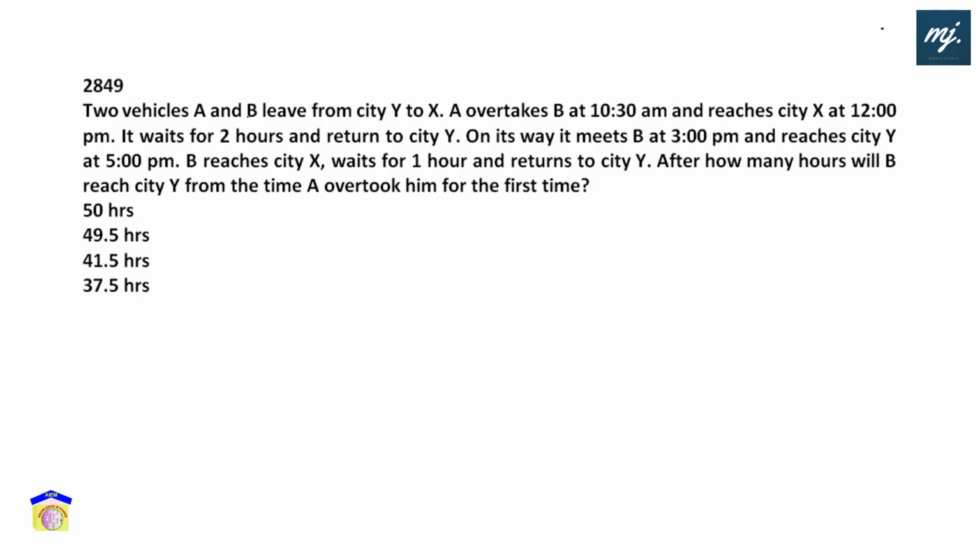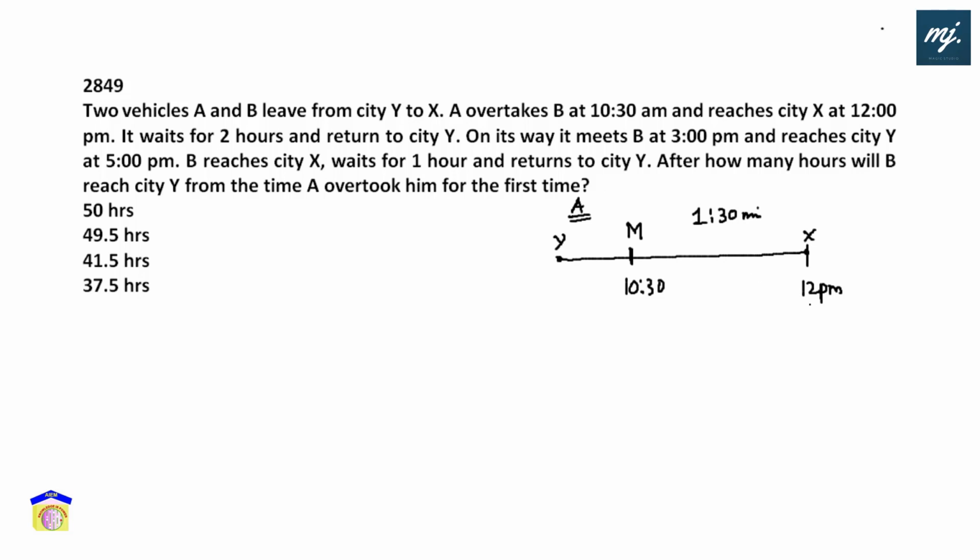Two vehicles A and B leave from city Y to X. A overtakes B at 10:30. Suppose A overtakes B at this point, M, at 10:30. This we are talking about A. And it reaches city X at 12 p.m. That means from 10:30 to 12 p.m., it has taken 1 hour 30 minutes to travel this distance MX.